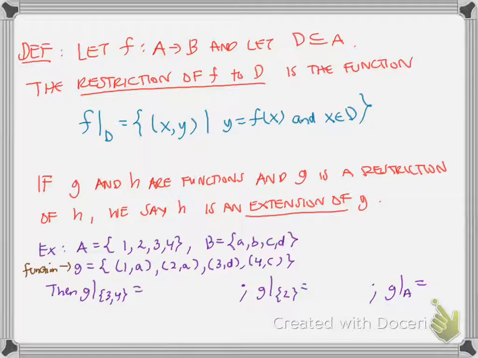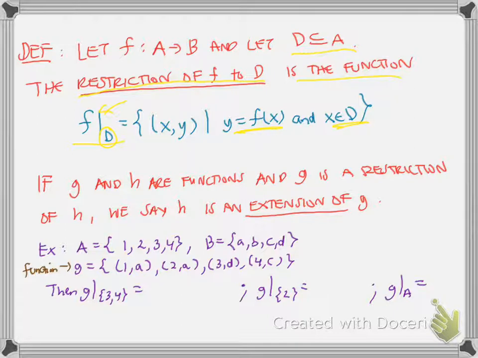At the end of the first video, I was sort of introducing a restriction. Now here is the formal definition. Let f be a function from A to B, and let D be a subset of A. The restriction of f to D is the function f, with a bar representing restriction, and then what you're restricted on, equals the set of pairs (x, y) such that y equals f of x and x is coming from D. So that's the definition of a restriction.